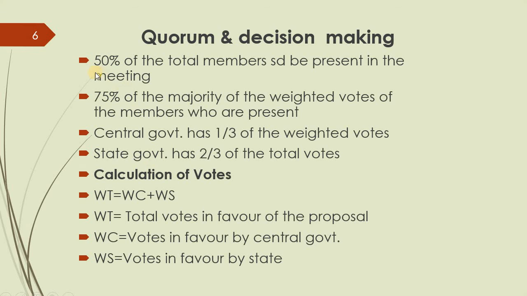If they get a 75% majority vote, then that decision will be passed in the meeting and it will be implemented. And if it is less than 75%, then that decision cannot be implemented. This is how the structure of the GST Council works.